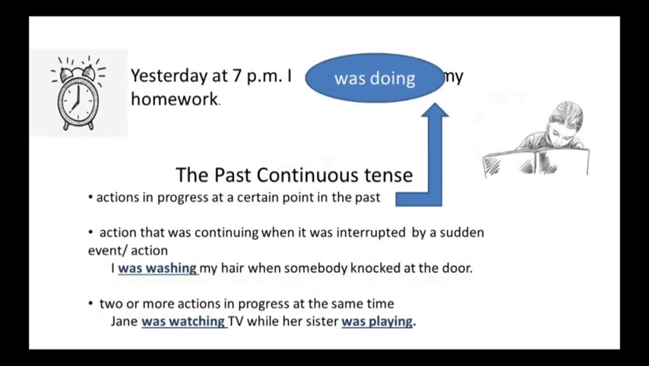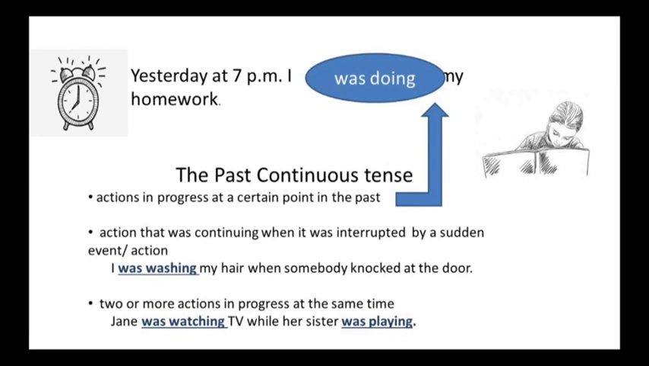When do we use the past continuous tense? We use the past continuous for actions in progress at a certain point in the past. Trajno prošlo vreme koristimo za radnju koja je trajala oko određenog trenutka u prošlosti. For example, yesterday at 7 p.m. I was doing my homework. For action that was continuing when it was interrupted by a sudden event or action.